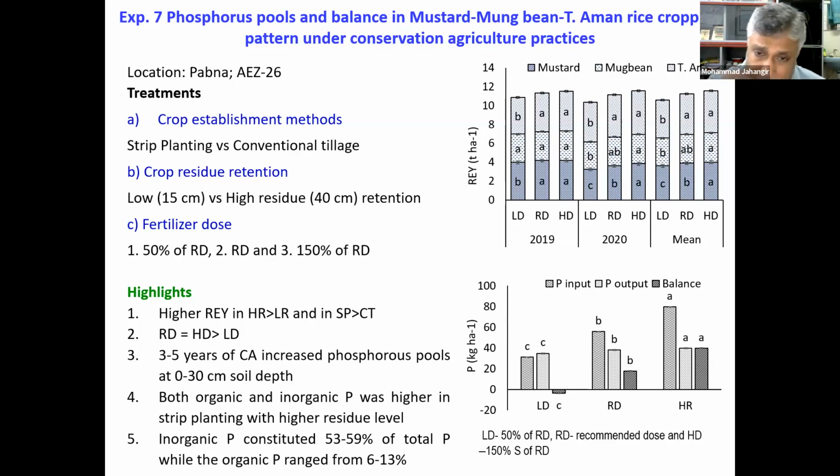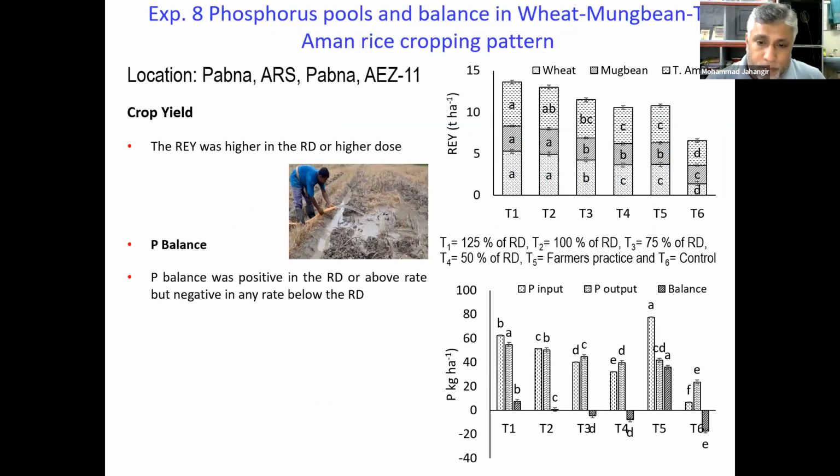And the results established that conservation agriculture practice, where we reduce tillage and increase crop residue retention, can make a positive balance of nutrients, can reduce negative balance, and can enhance total crop productivity, what we call system productivity. Okay, this is for balancing.